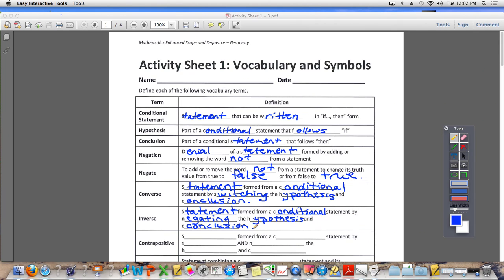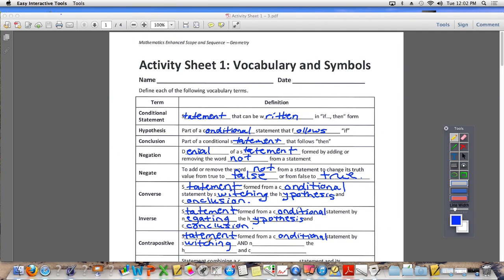All right, a contrapositive. Take a wild guess how it starts. A statement formed from a conditional statement by switching and negating the hypothesis and the conclusion. So, later in the hour, I'm going to ask you to write the inverse of something, the contrapositive of something, and the converse of it.